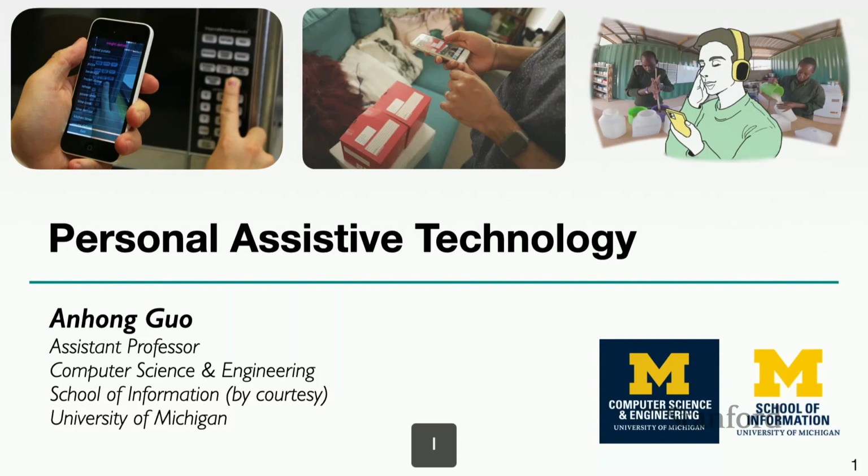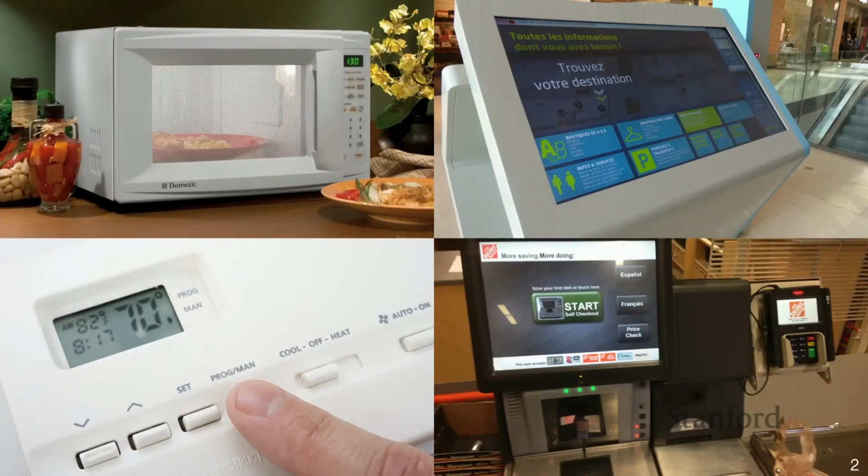My name is Anhong. I'm an assistant professor in computer science and engineering at the University of Michigan, also affiliated with the School of Information. So today I'm going to talk about some of our lab's work on building and deploying assistive technologies to make the real world more accessible for people with disabilities, and towards this idea of personal accessibility through personal assistive technology. So let's start with an example first.